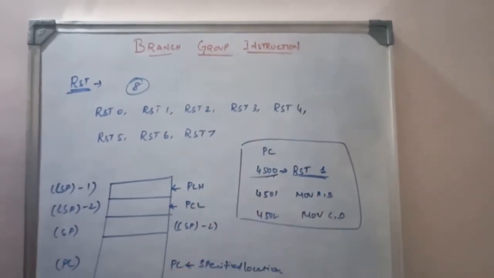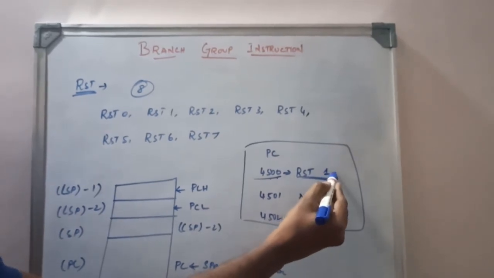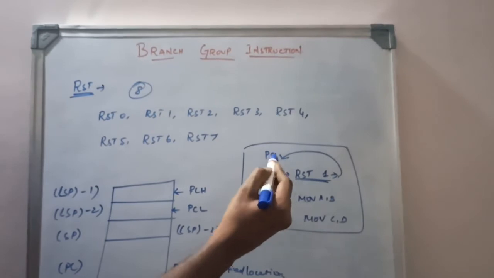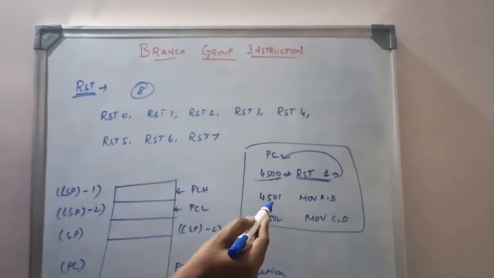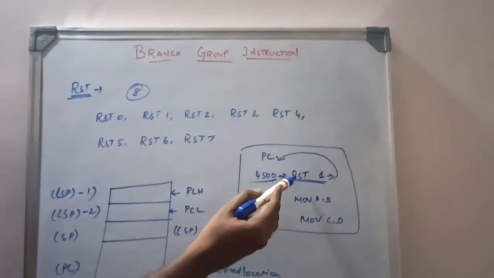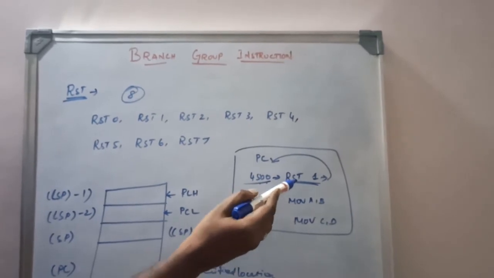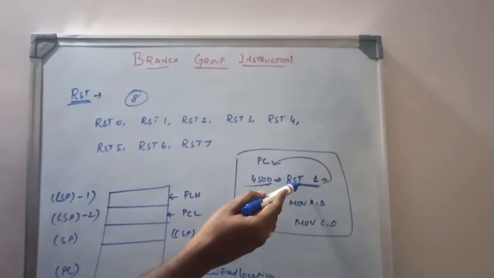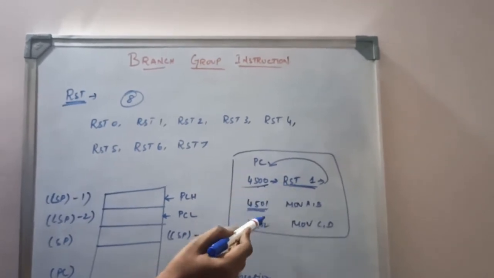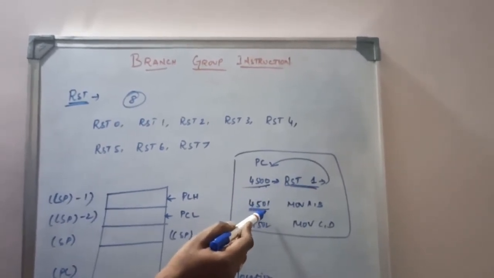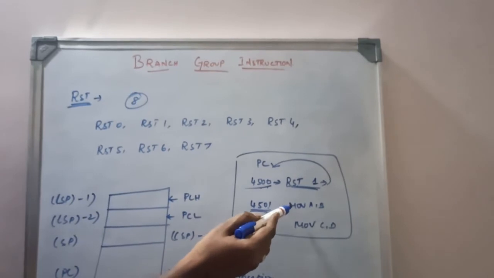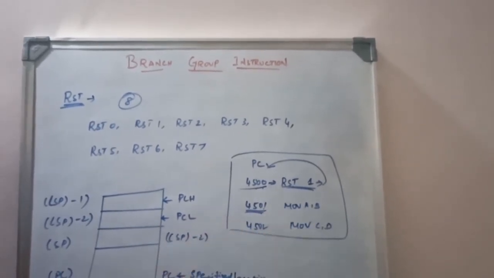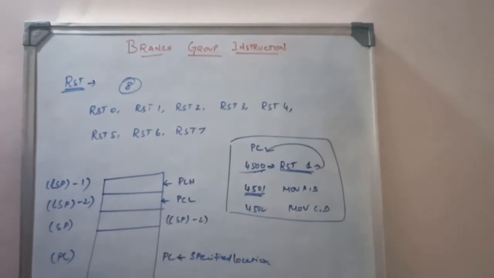It's a vector interrupt. Whatever memory location is specified here is transferred to the program counter. 4501 is the next executing location. After finishing the restart function, it comes back to the next instruction 4501. In this memory location you have MOV A, B. Next, at 4502, MOV C, D. So it's a simple program.